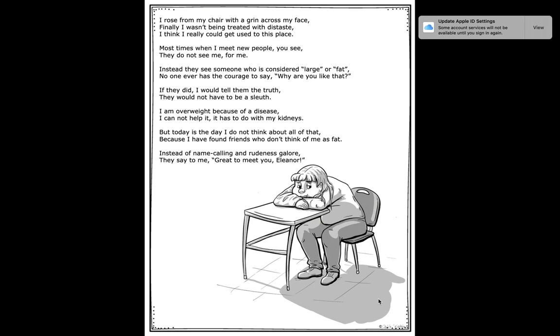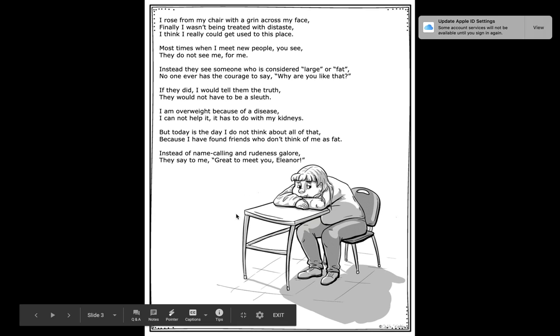Most times when I meet new people, you see, they do not see me for me. Instead, they see someone who's considered large or fat. No one ever has the courage to say, "Why are you like that?" If they did, I would tell them the truth. They would not have to be a sleuth. I am overweight because of a disease. I cannot help it if it has to do with kidneys. But today's the day I do not think about all of that because I have found friends who don't think of me as fat. Instead of name calling and rudeness galore, they say to me, "Great to meet you, Eleanor."